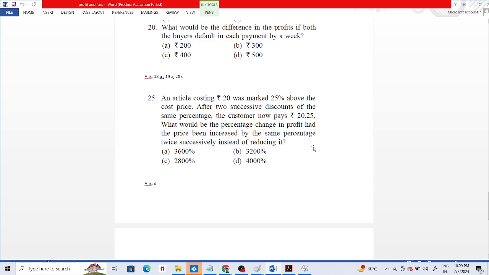You have not been asked to find out what is the profit percentage, you have been asked to find out what is the percentage change in profit. Had the price been increased by 7% twice successively instead of reducing it, see, it is telling that instead of reducing it, তার মানে ডিসকাউন্ট দেওয়ার বদলে ওরা ইনক্রিজ করে দিচ্ছে। বুঝতে পেরেছো?